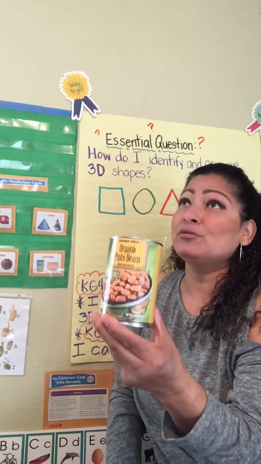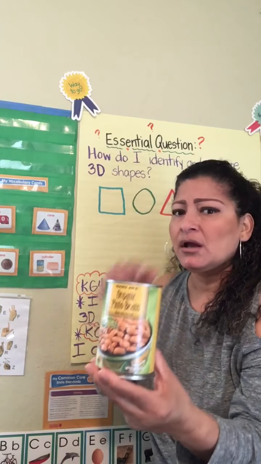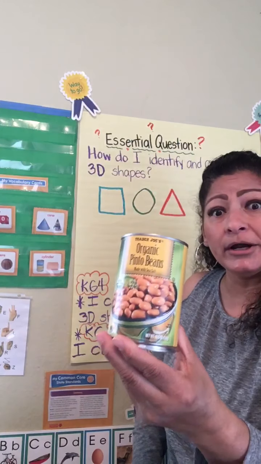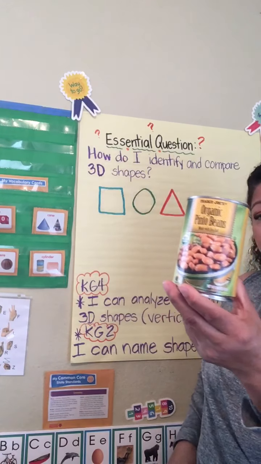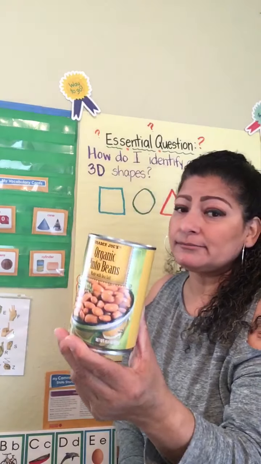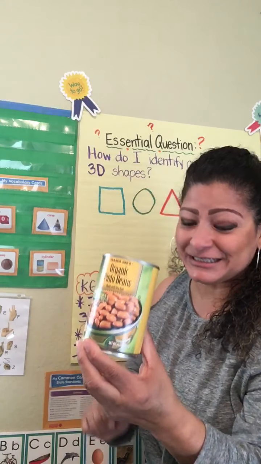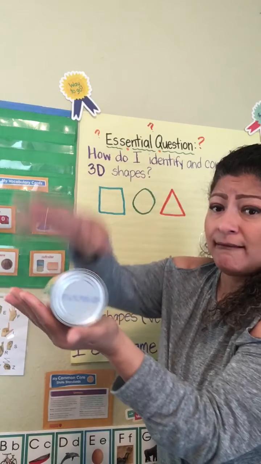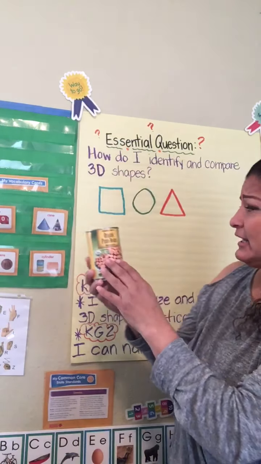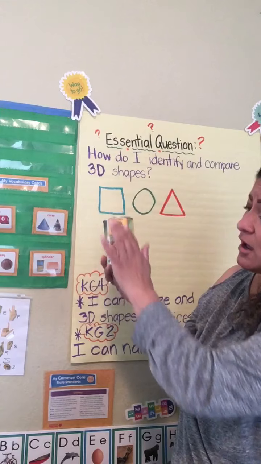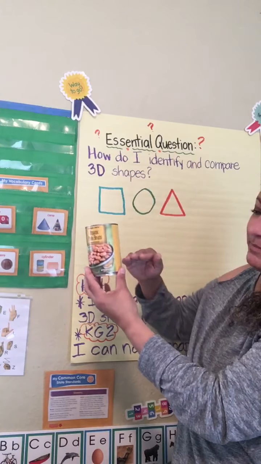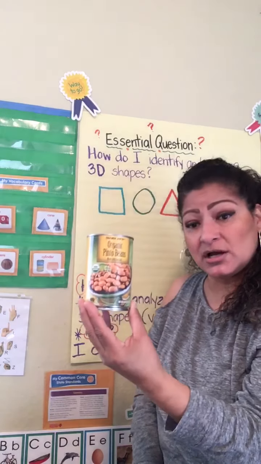Have you seen cylinders around your house? You know what? Our home is filled with many cylinders, like straws, like a pen and marker. Those are all cylinders. So when you go on your home search today, make sure you look for cylinders. And remember, this is a three-dimensional shape because I can't clap it. And it has a top, bottom, and it has back and forth like we talked about.